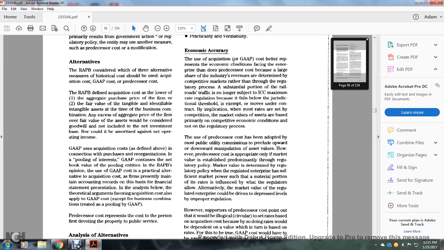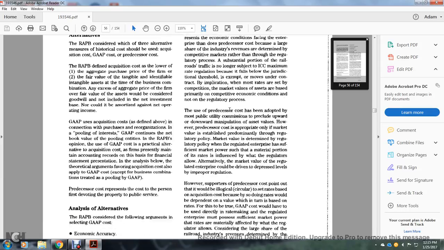Economic accuracy: using the acquisition cost of the government accounting auditing principle better represents the economic conditions facing the enterprise than the predecessor cost, because a large share of the industry revenue is determined in the competitive market rather than through the regulatory process. A substantial portion of the railroad traffic is no longer subject to Interstate Commerce Commission maximum rate regulation because it falls below the jurisdiction threshold, or is exempt, such as movements under contract. When most rates are set by competition, the maximum rate used as the base reflects primarily competitive economic conditions rather than the regulatory process.